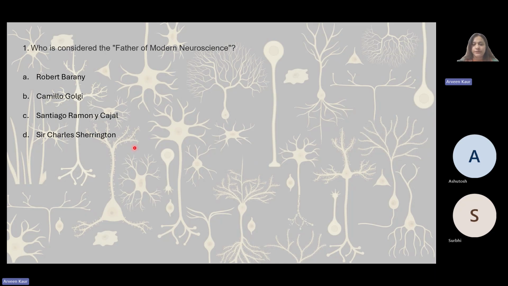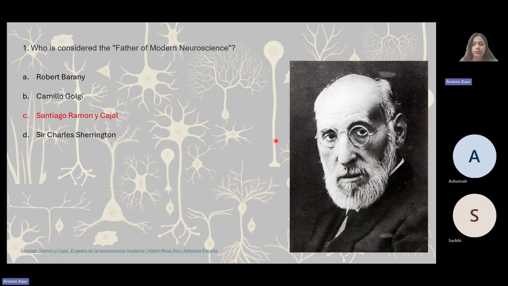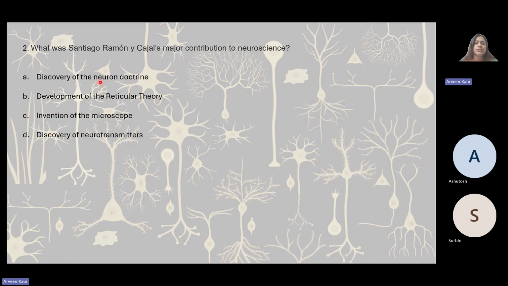The correct answer for this is Santiago Ramon y Cajal, right? He was a Spanish scientist who even won a Nobel Prize for a concept which we are going to study, so I'm not naming it right now, right? And he has, in fact, shared that Nobel Prize with Camillo Golgi, and he is known as the father of modern neuroscience, right? So, what was Santiago Ramon y Cajal's major contribution to neuroscience, right?